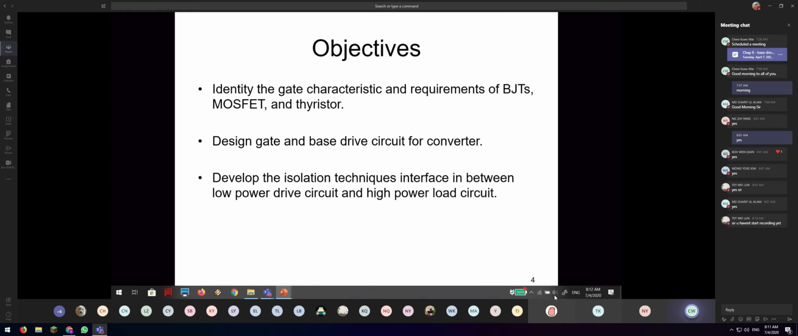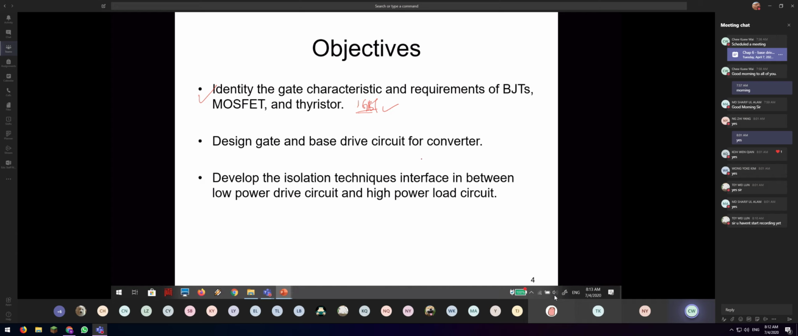The objective is to identify the gate characteristics and requirements for BJT, MOSFET, or IGBT, for example. In order to develop the base drive circuit, you first need to understand their switching behavior, whether it is driven by voltage, by current, or by pulse. So you need to understand the behavior, and then design the gate and base drive circuit for the converter.